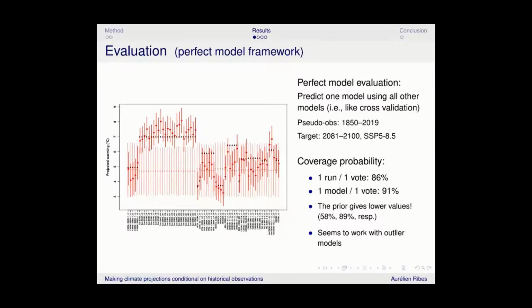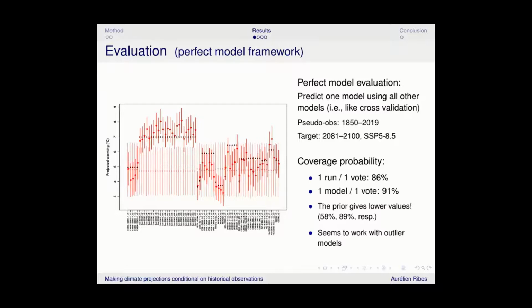And what we can calculate in this example is very close to 90%. Depending on how you count, if you give one vote to each model, we basically find a 91% coverage probability, which is a good guarantee that the method is not overconfident.